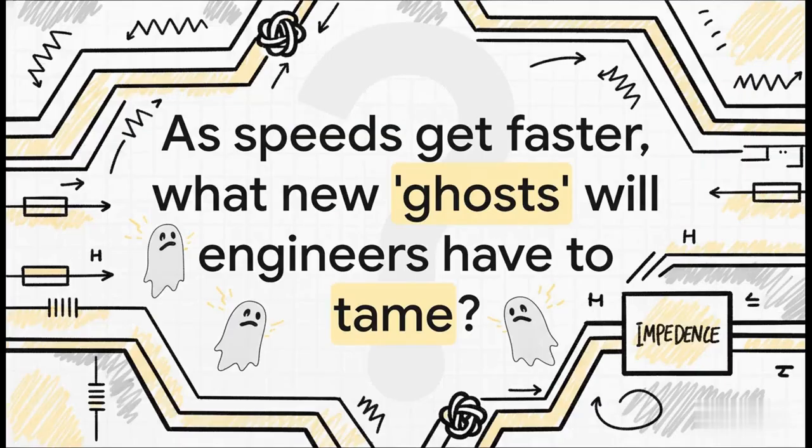So here's the bottom line. As we push our electronics to be faster and faster, these weird, invisible effects, these transmission line problems, they stop being a minor issue and become the main issue. Understanding and mastering impedance isn't just a nice-to-have skill for an engineer anymore. It is absolutely essential to making our high-speed world actually work.